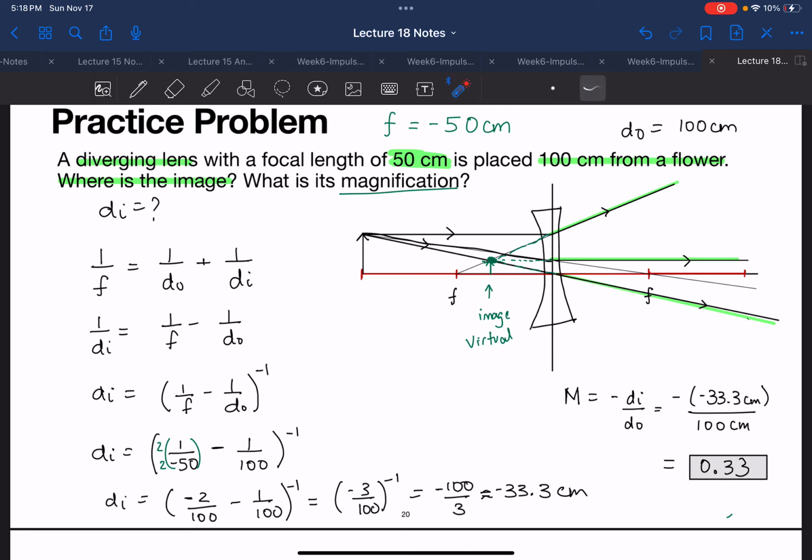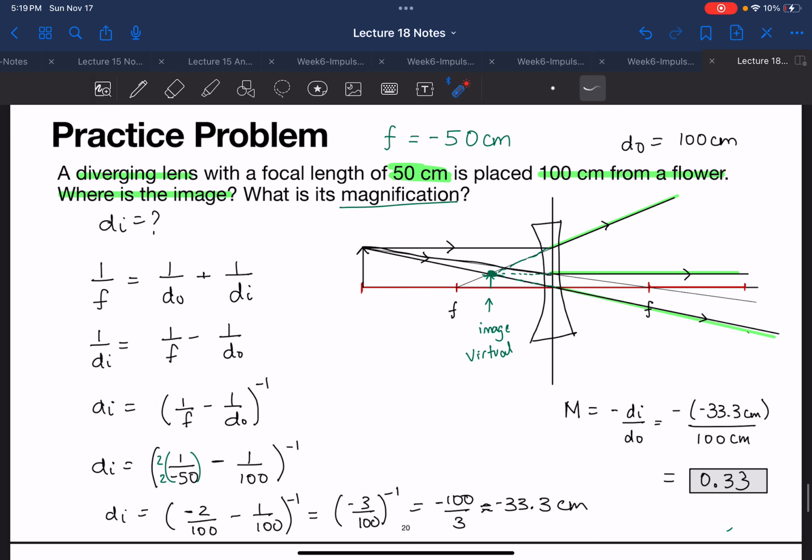The fact that it's positive tells us this is an upright image, and then the fact that it's smaller than 1 tells us that the image is physically smaller than the object. And how much smaller? Well, it's 33% the size of the original object, and this is sure enough about a third of the original object. All right, so hopefully this will help out with you finishing up some homework.